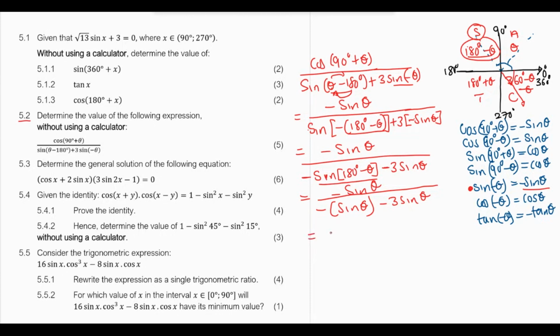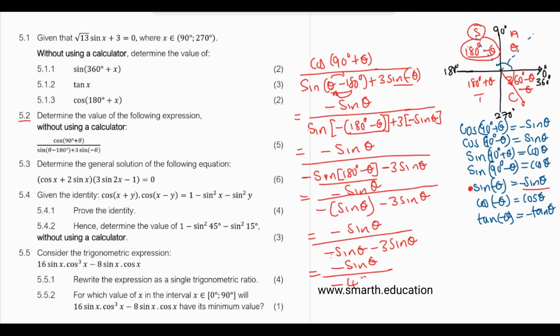Okay, so we have −sin θ over −sin θ − 3 sin θ. Then −1 − 3 is −4. So −sin θ − 3 sin θ is −4 sin θ. So this is −sin θ divided by −4 sin θ. sin θ divided by sin θ is 1. So we remain with −1 at the top, and then we remain with −4 in the denominator there. So we have −1 over −4, which is 1 over 4.